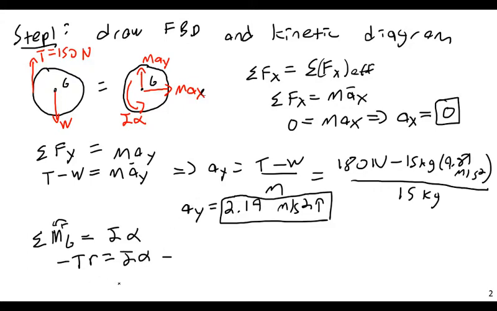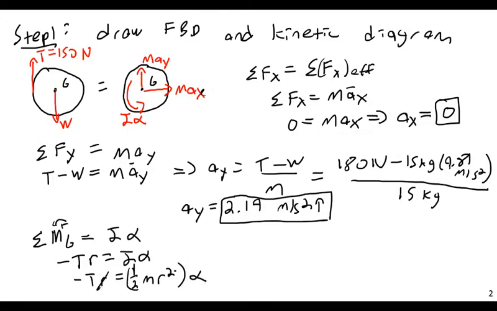And where do I get the moment of inertia? We could get it different ways. We could go back to our statics and derive it. We could look up the equations for moment of inertia and derive it by integration. Or I could look it up in a table. And if you look this up in a table, you will find that the formula in this case is 1/2 mr squared. So negative TR equals 1/2 MR squared. That is the formula for the moment of inertia of a solid disk.